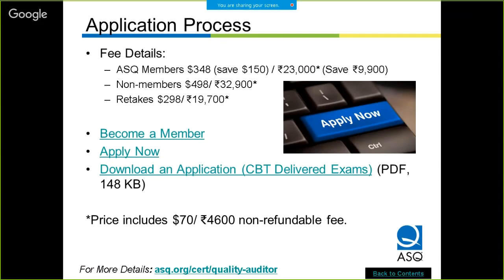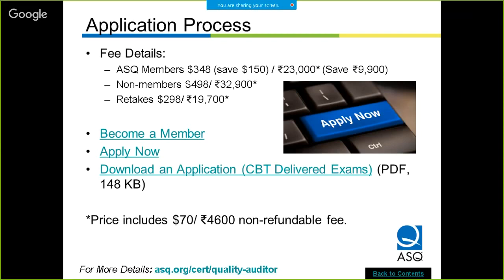Let's understand the application process to become a Certified Quality Auditor. Fee details have been mapped here. For ASQ members, there is a discount of 150 US dollars, in rupees about 9,900. And for non-members, the fee has been kept here. In case anybody fails to get certified in the first attempt, retake charges have been mentioned here.